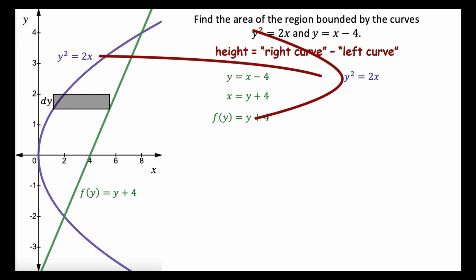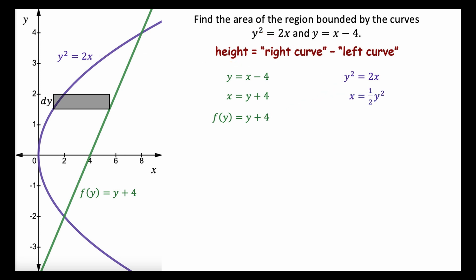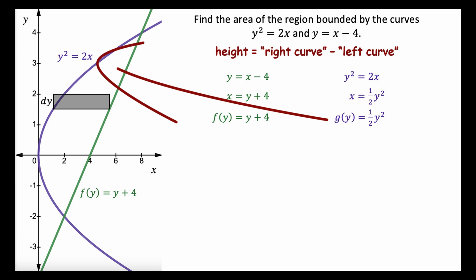To solve y squared equals 2x for x, we divide each side by 2 to get x equals 1/2 y squared. So g of y equals 1/2 y squared, and we can relabel the parabola as a function of y.